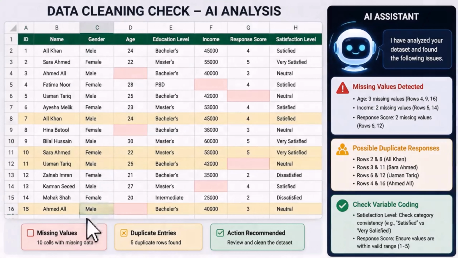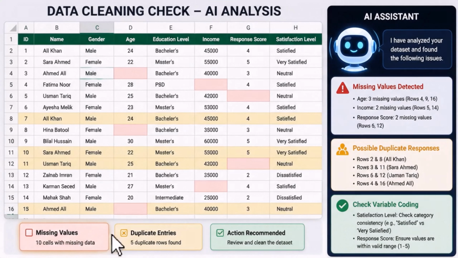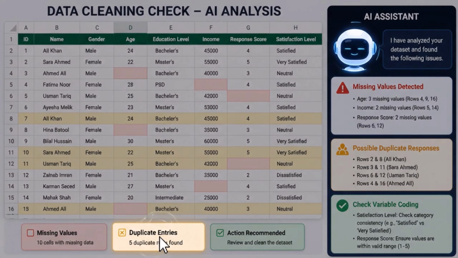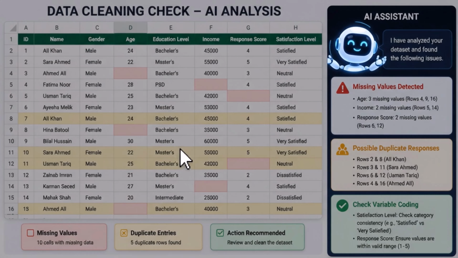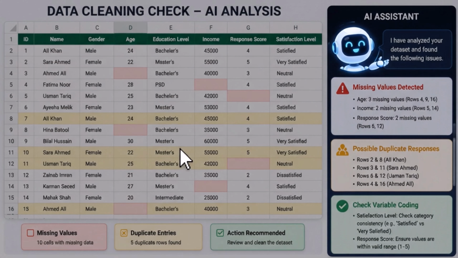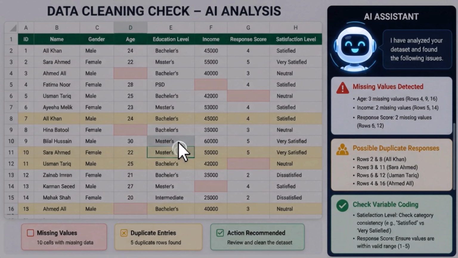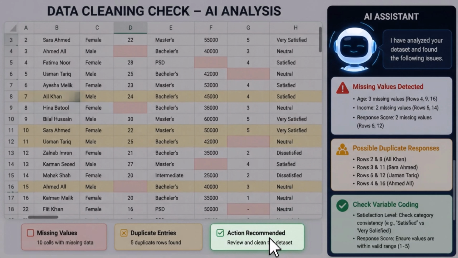Before conducting any statistical analysis, you need to clean your data. Check for missing values, duplicate responses, incorrect entries, and inconsistent coding. AI can help you identify potential problems, but you should always make the final decision as the researcher.